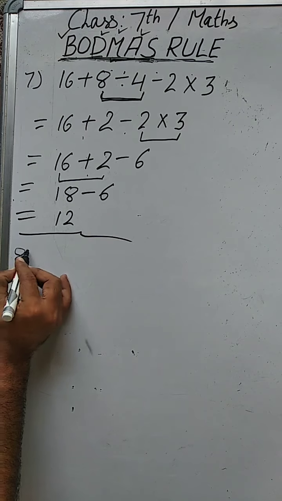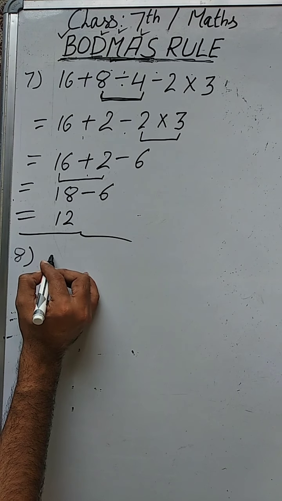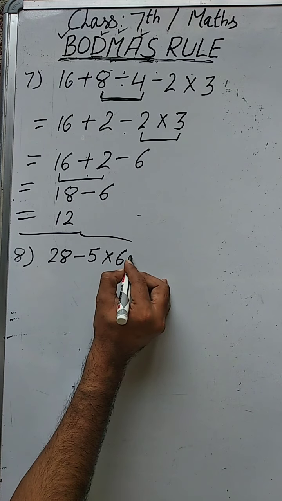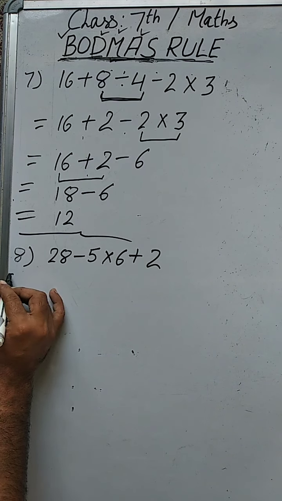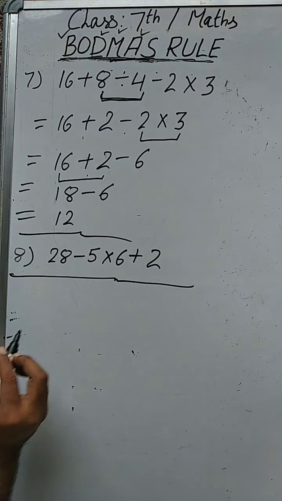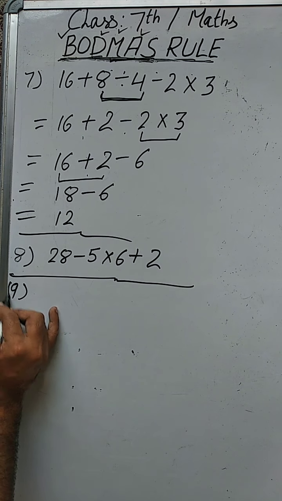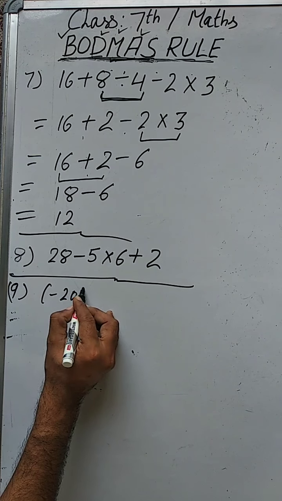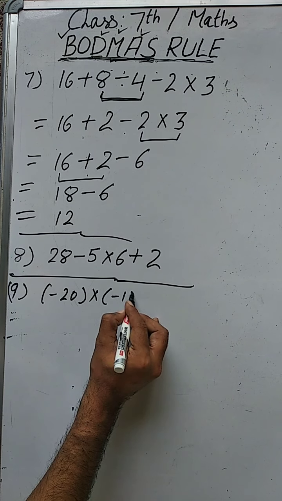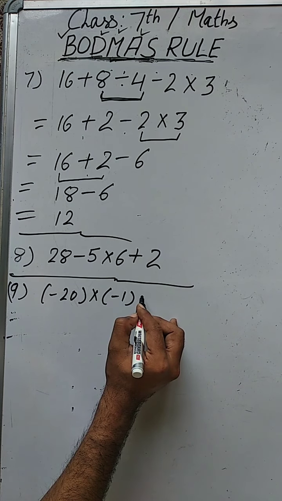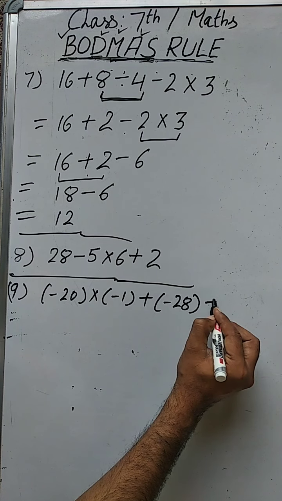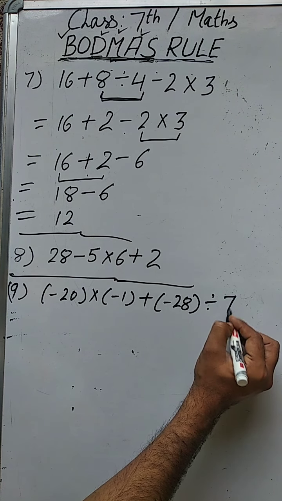Question 8th, 28 minus 5 multiplies 6 plus 2. Try it by yourself, similar to this one. Question 9th beta, very important. Minus 20 multiply minus 1 plus minus 28 divided by 7.